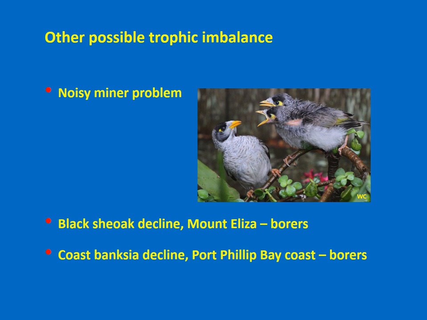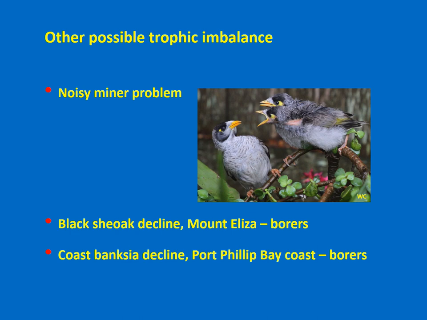But there are other mysterious declines due to borers, which are poorly understood, but there's likely to be a relationship with cockatoos. The glossy black cockatoo is extinct on the peninsula, which might have controlled borers in she-oaks. And also parasitoid wasps may be missing from the equation.